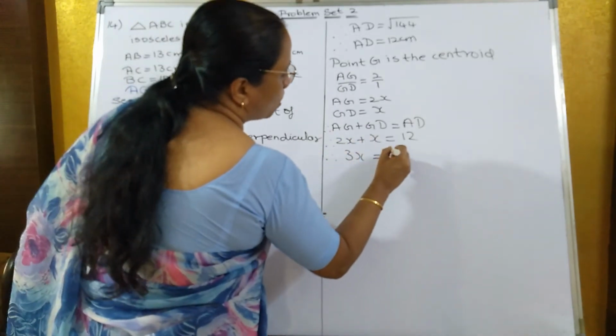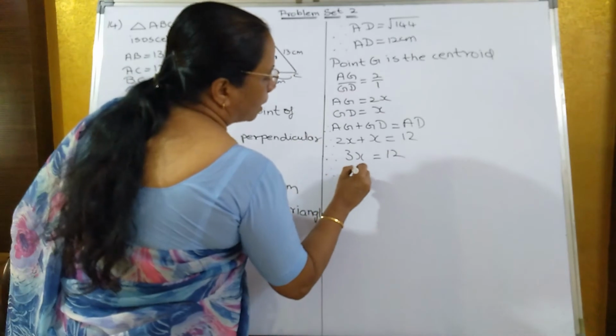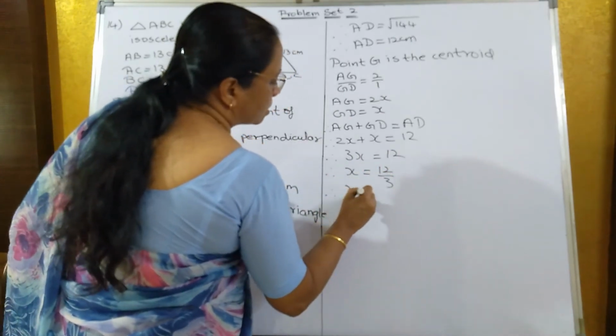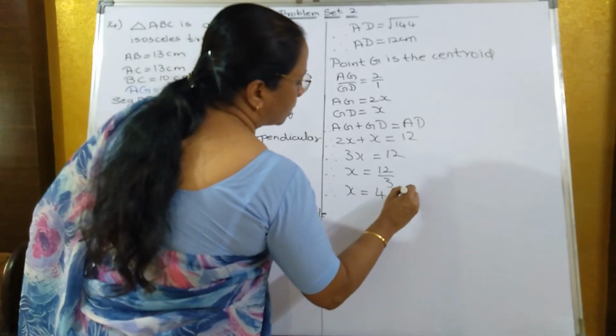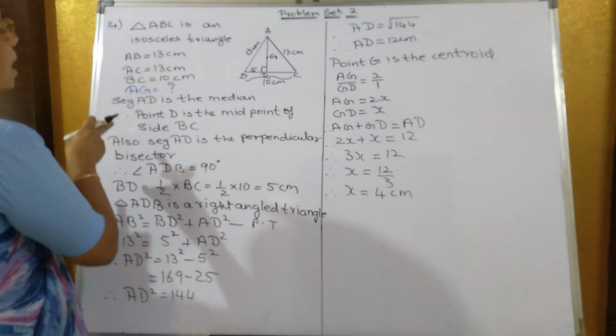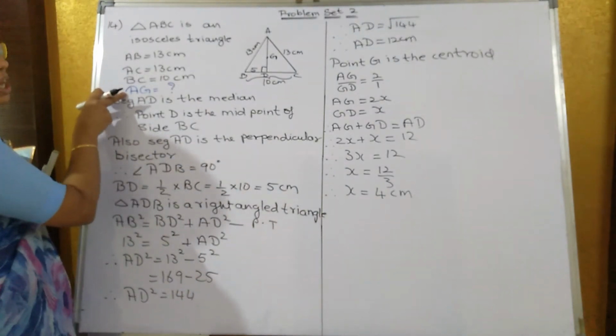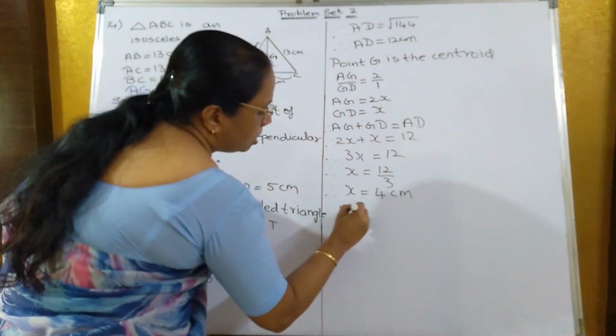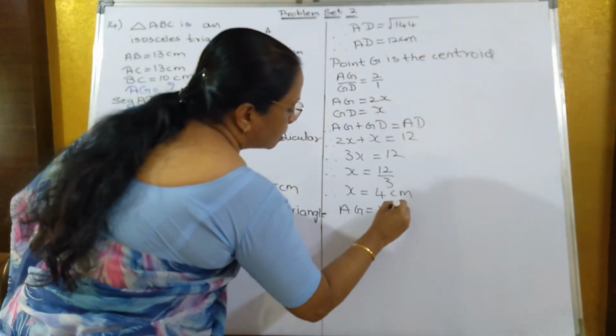3x is equal to 12. Therefore, x is equal to 12 upon 3. Therefore, x is equal to 4 centimeter. So we have got the value of x equal to 4 centimeter, and we have to find out what? AG. And AG is how much? 2x. So AG is equal to 2x.